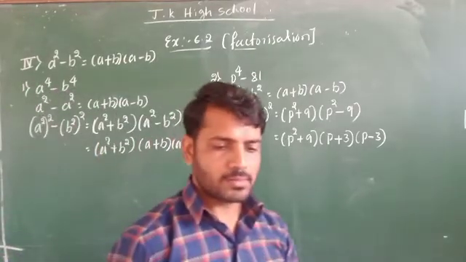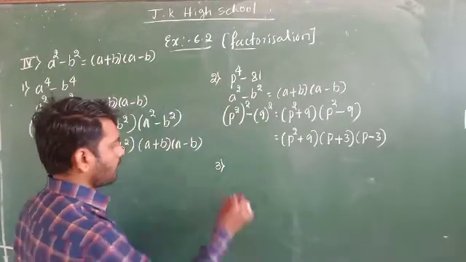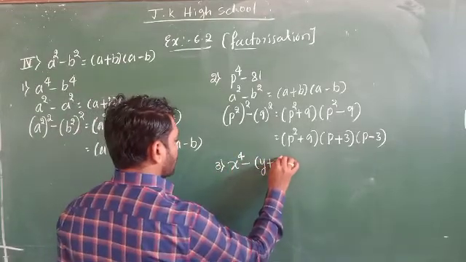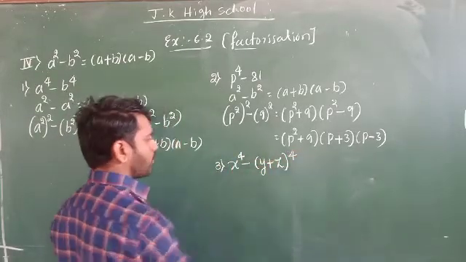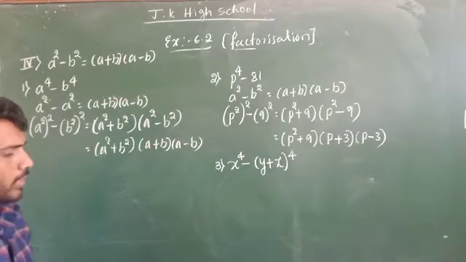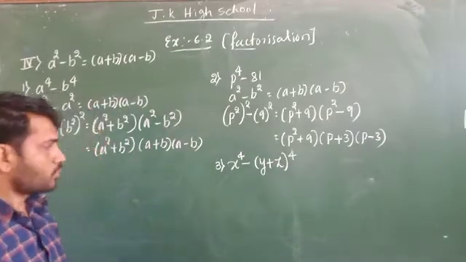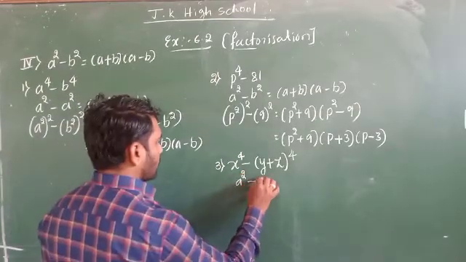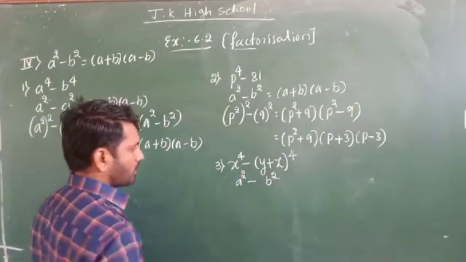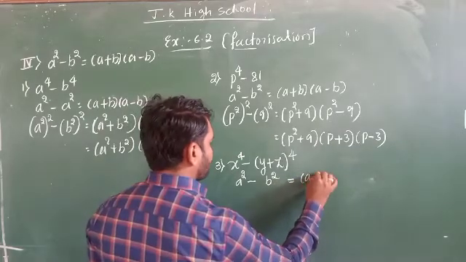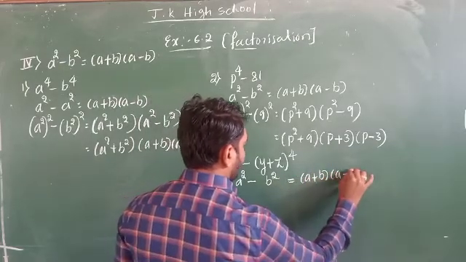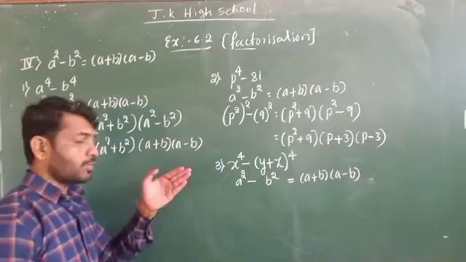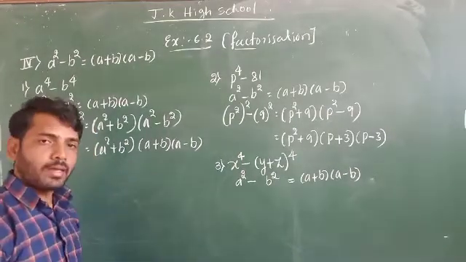Question number 3 is x to the power 4 minus (y plus z) to the power 4. The question looks a little complicated, right? So how to solve this question? First write the formula. The formula is a square minus b square, which means (a plus b) into (a minus b). Correct? So first convert x to the power 4 like a square.